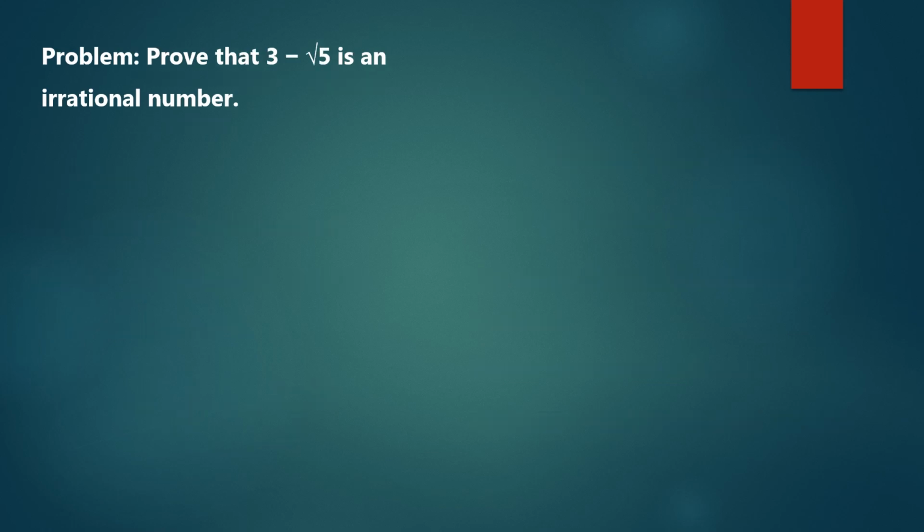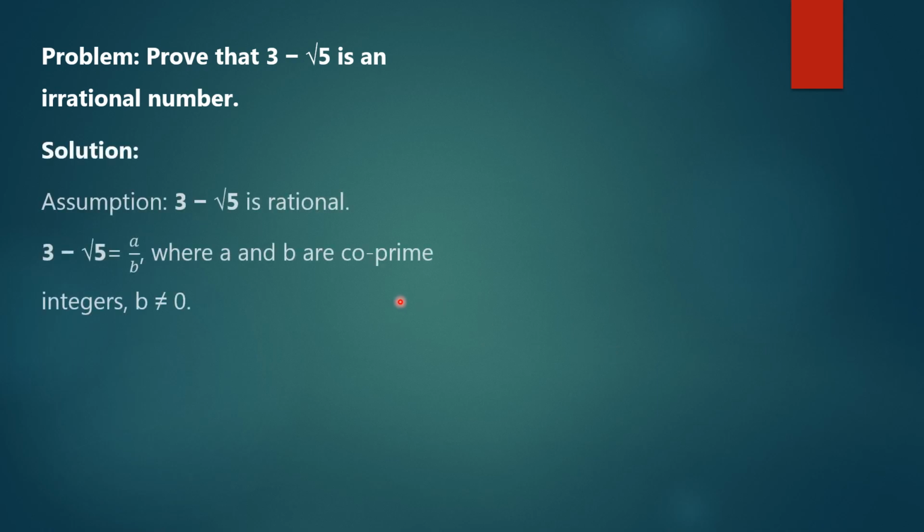Prove that 3 minus root 5 is an irrational number. It is the same. You have to assume the opposite of this statement. 3 minus root 5 is rational. By applying the definition of a rational number, 3 minus root 5 is a by b, where a and b are co-prime integers and b is not equal to 0. Take root 5 to the right side, we get 3 is equal to a by b plus root 5. Take a by b to the left side, 3 minus a by b is root 5. On simplification, we get 3b minus a by b is equal to root 5.